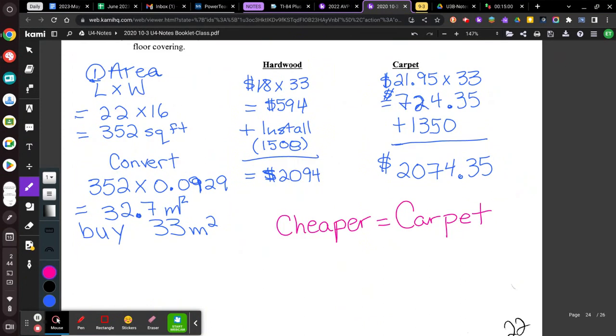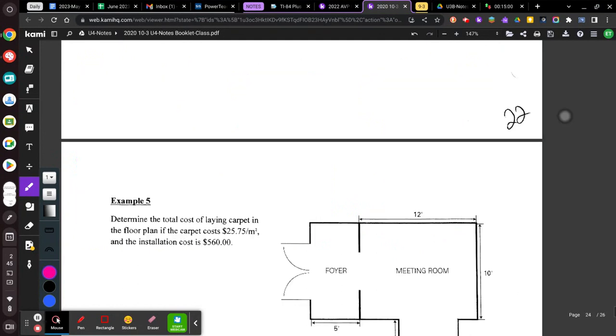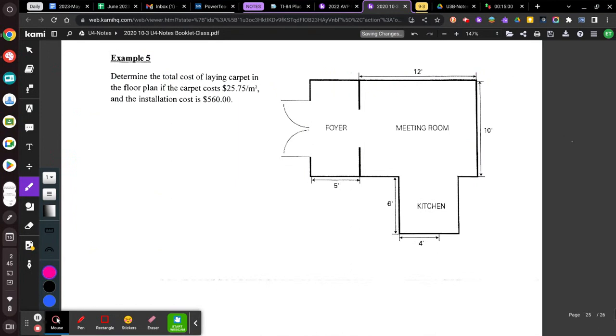Okay, so now we've completed the question. Step 1 was to find the area. Step 2 was to convert from square feet to meters squared. We found the cost for hardwood. We found the cost for carpet. And we found that carpet was cheapest. Okay? Moving on to our final question. Example 5. It says, determine the total cost of laying carpet in the floor plan if the carpet costs that much money and the installation is $560.